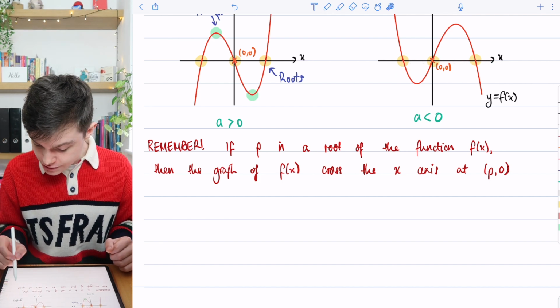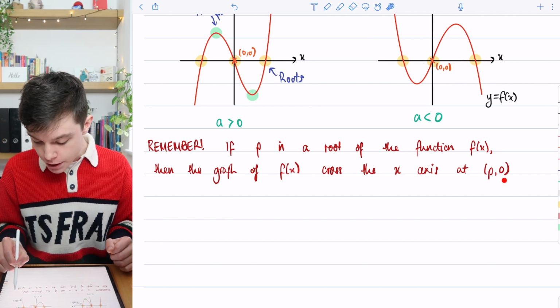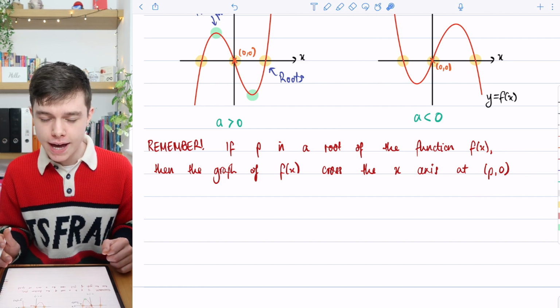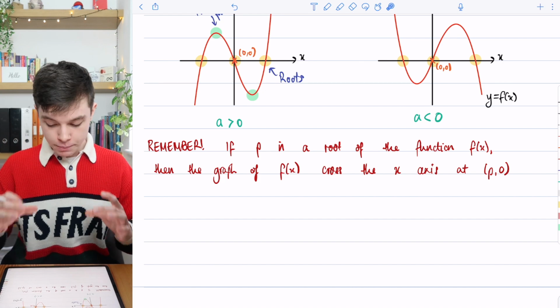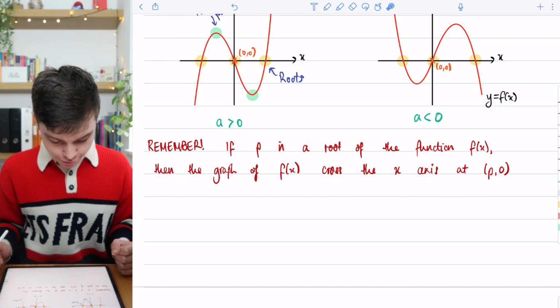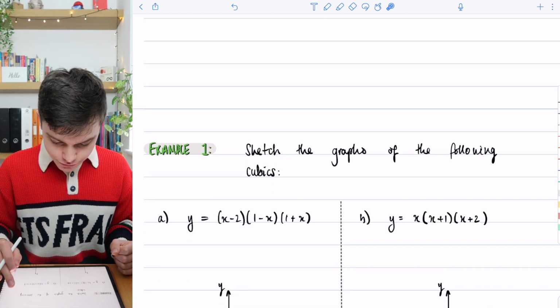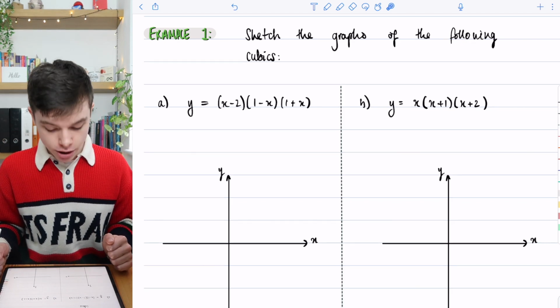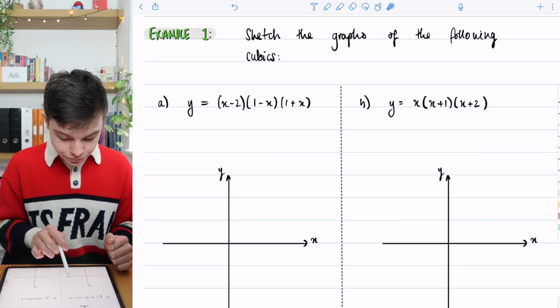On the x-axis, y is equal to 0, so we must cross at the point P0. Okay, so we know what a root is, but I'm just putting that in as a little definition for you. Okay, let's have a look at some examples now. What we want to do is sketch the following cubic graphs.